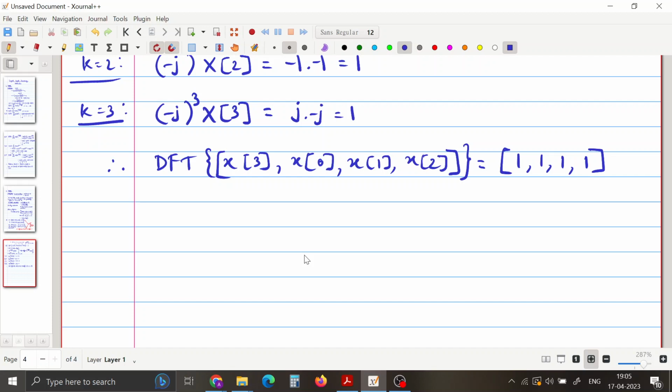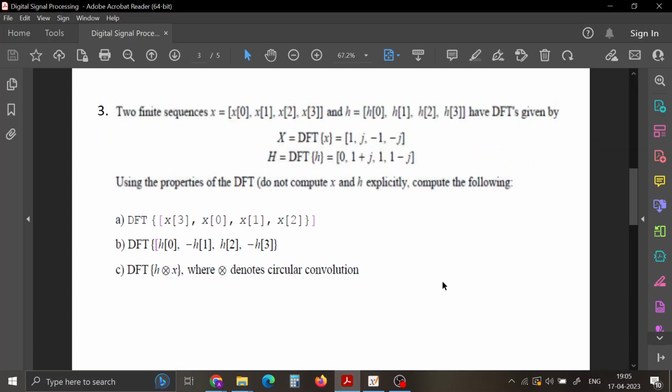Now let's move to part B. What is asked in part B? In part B we have to find again the DFT of this sequence, which is h of 0, minus h of 1, h of 2, minus h of 3.